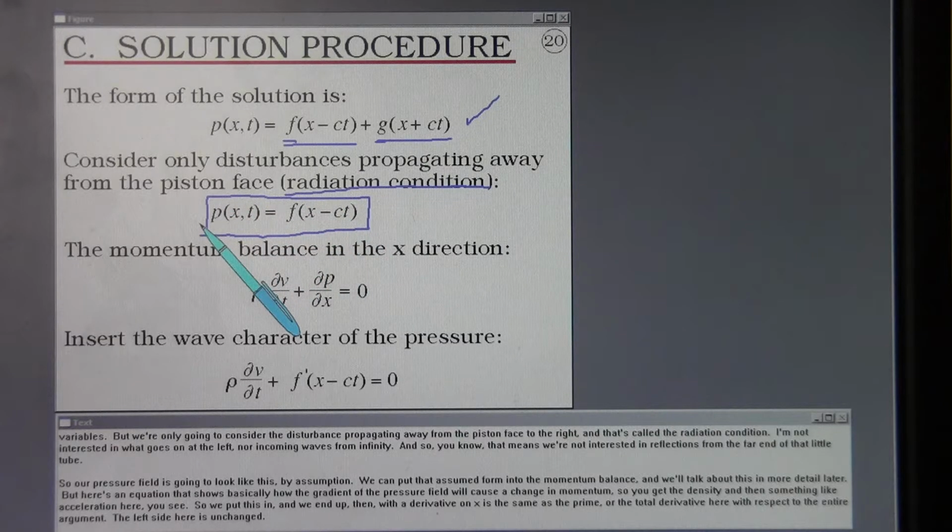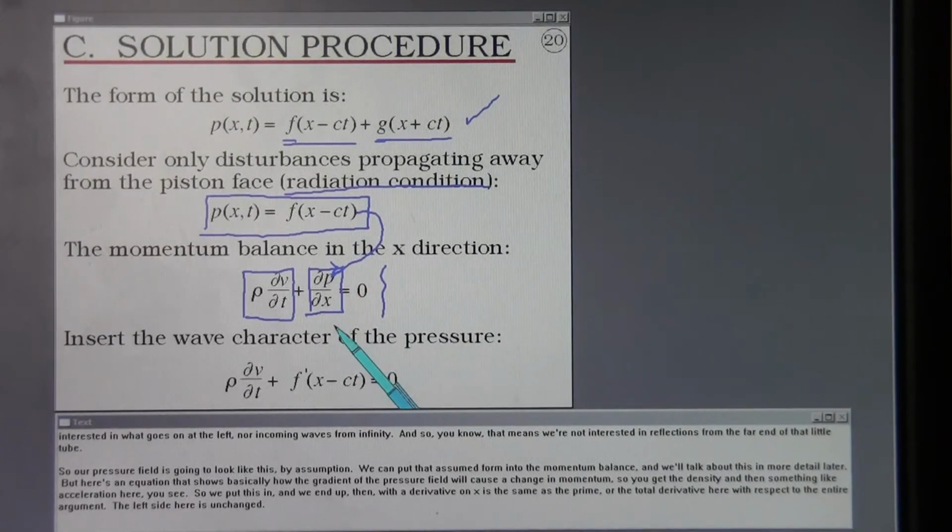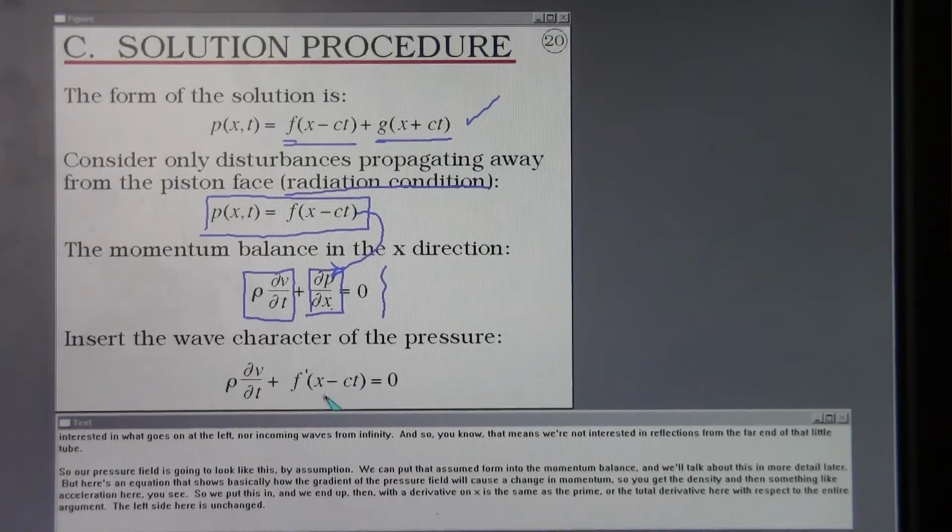Now we can put that assumed form into the momentum balance, and we'll talk about this in more detail later, but here's an equation that shows basically how the gradient of the pressure field will cause a change in momentum. So you get the density and then something like acceleration here, you see. So we put this in, and we end up with a derivative on x being the same as the f prime, or the total derivative here, with respect to the entire argument. The left side here is unchanged.